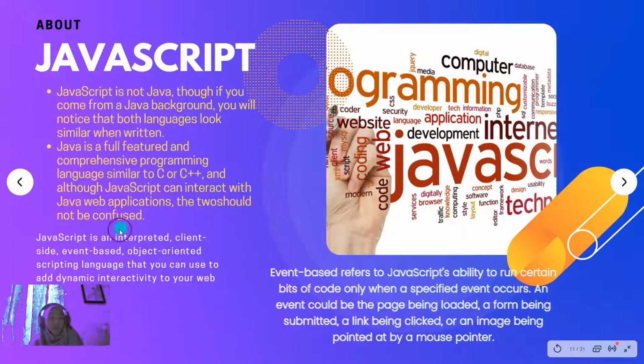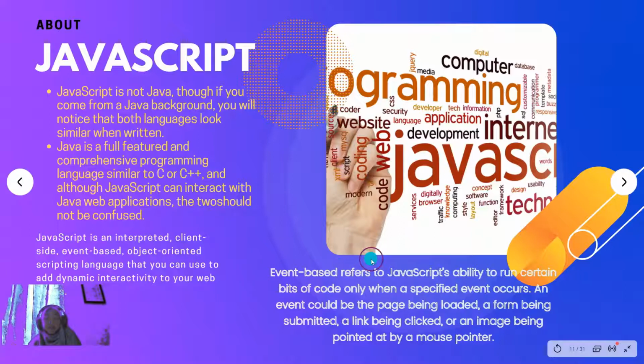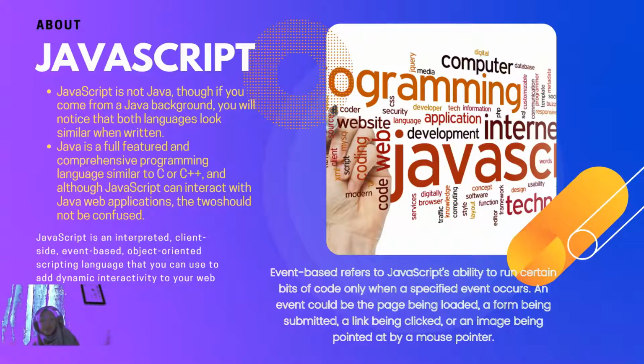JavaScript is an interpreted, client-side, event-based, object-oriented scripting language that can be used to add dynamic interactivity to your web page. So JavaScript basically is designed for web development applications. Event-based here refers to JavaScript's ability to run certain bits of code when a specific event occurs. For example, you want to submit something or you want to click, so it will process what you want to do. A link being clicked, or an image being pointed at by a mouse pointer.